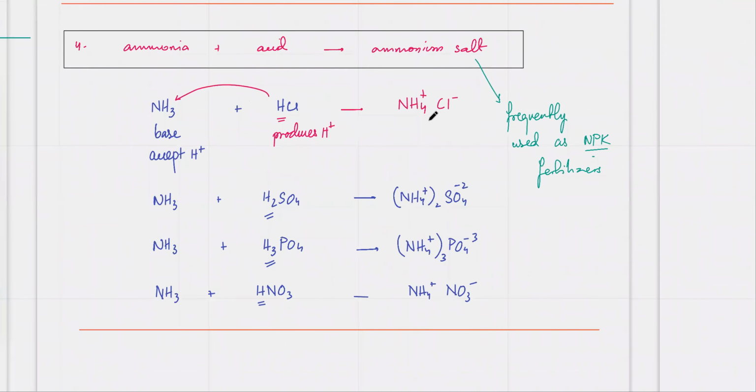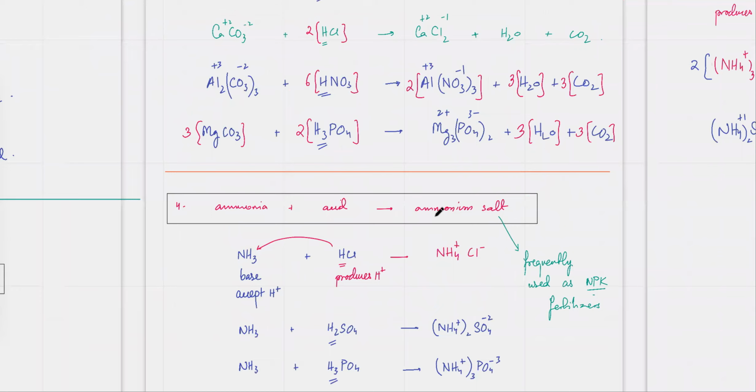Number 4 was quite easy. You've got an ammonia plus acid reaction, and it would produce simply an ammonium salt. So get rid of the H and put ammonium in its place. And do crisscross, that's it. So you'll get your salt.